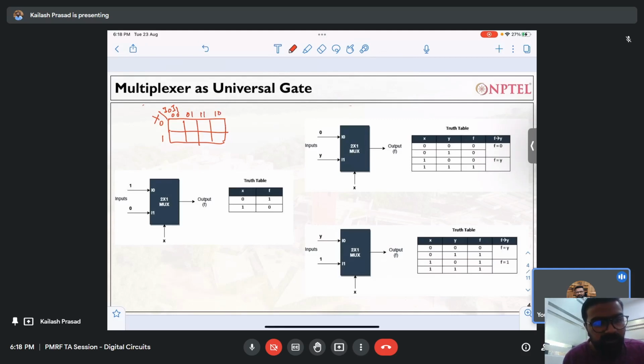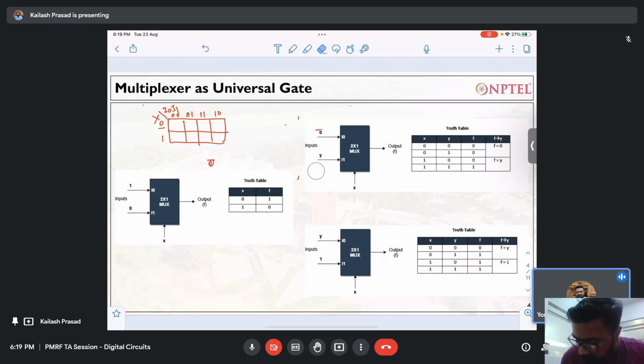So the function of a multiplexer is, give me 1 minute. If x is 0, what do you have to select? You have to select I0. So let me write down the combination. Let me make a table like this: x, I0, I1.